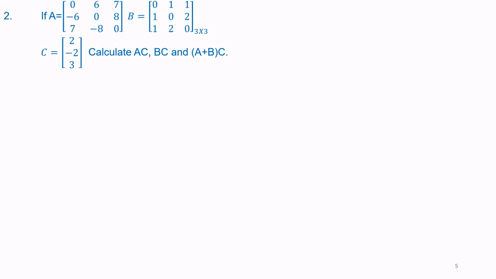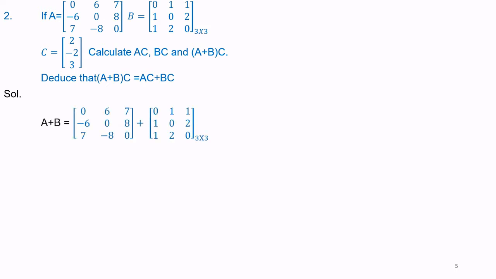Calculate AC, BC and A plus B within brackets into C. So deduce A plus B within brackets into C equals AC plus BC. Solution. A plus B is equal to, A is given and B is given. We have copied it and we will add the corresponding elements. Corresponding elements are 0 plus 0, 6 plus 1, 7 plus 1. Then minus 6 plus 1, 0 plus 0, 8 plus 2. And the last row is 7 plus 1 and minus 8 plus 2.